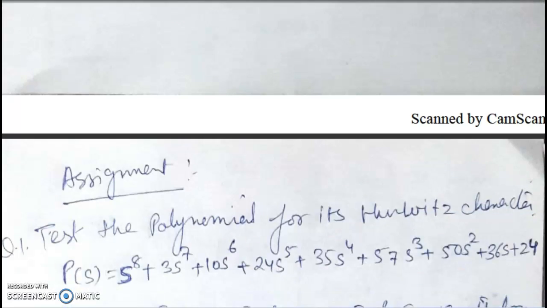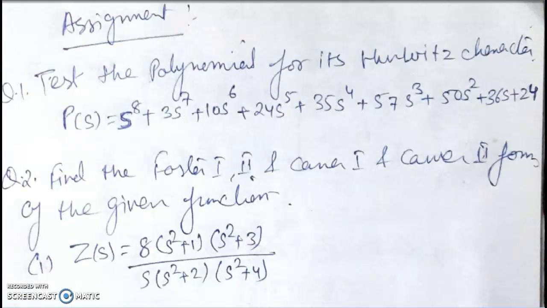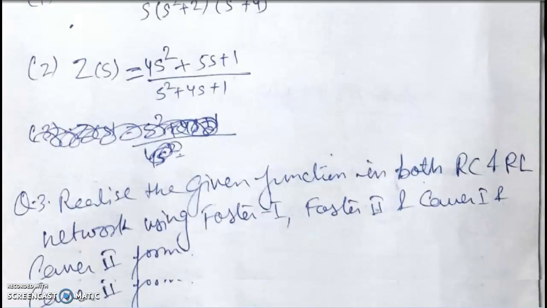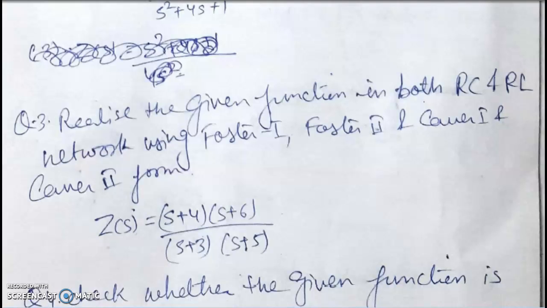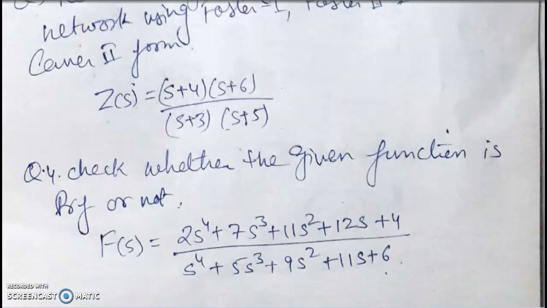So this is the end of the synthesis part. Till now we have seen the Foster and Cauer forms of LC, RC and RL networks. Now this is the assignment. A total of 3-4 questions are there. You can try it at home.